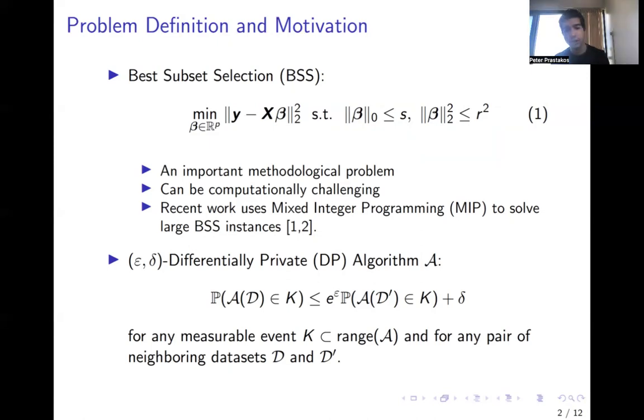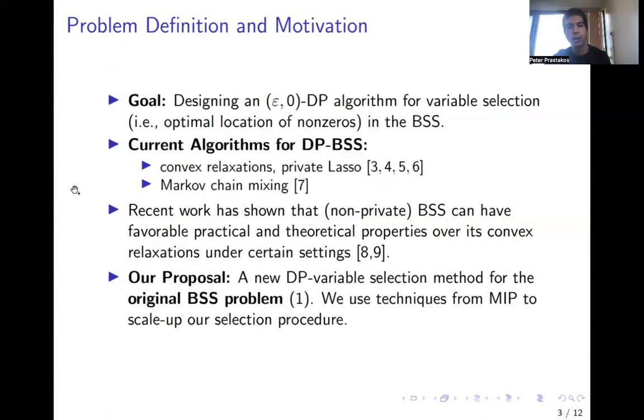So, a brief review of definitions. An epsilon-delta differentially private algorithm is one such that this equation holds. And in our particular case, delta is set. We will present an algorithm where delta is 0, so it's a pure differentially private algorithm.